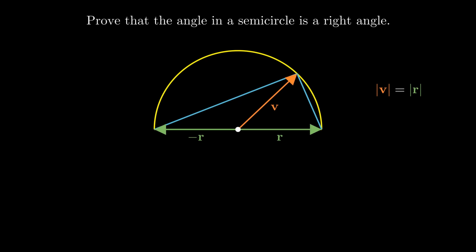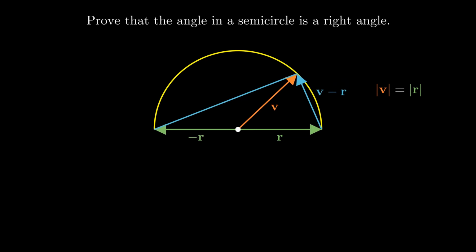Okay, so what do we do with these? Well, we're really interested in this angle, aren't we? So naturally, we'd need to also write down the vectors that make this angle. But this vector here is just the vector going from r to v, so we can write it as the difference vector v minus r.